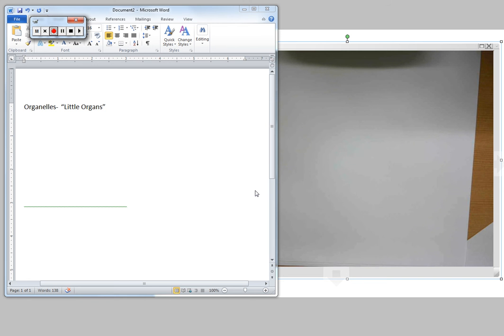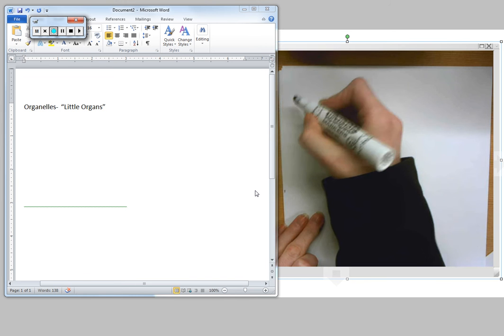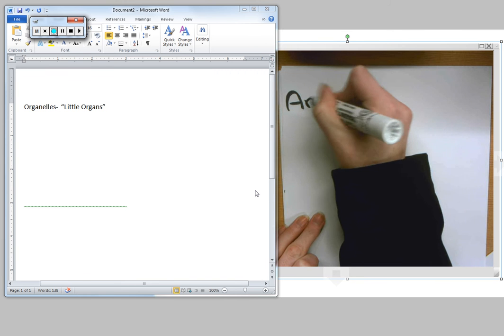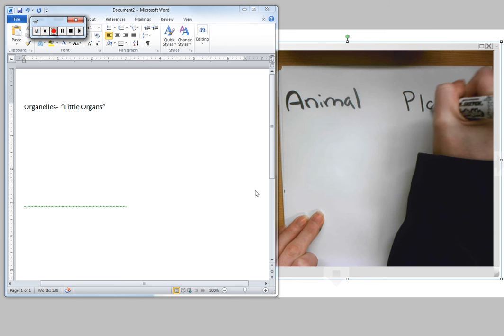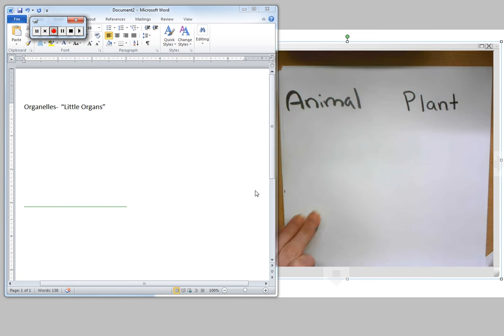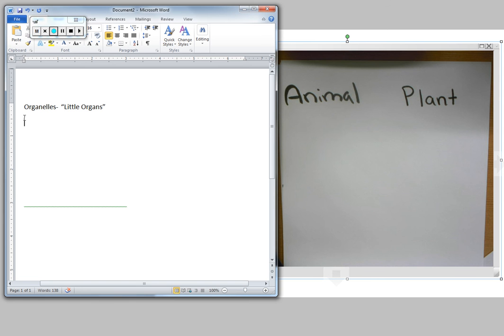Today we're going to talk about organelles. And organelles you can think of as little organs inside of a cell. So there's two main types that we're going to be talking about today, which are animal cells and plant cells. Animal cells and plant cells tend to be very similar, but they do have differences that we're going to point out today. Organelles perform functions very similarly to how organs perform functions in your body. And we're going to talk about those.